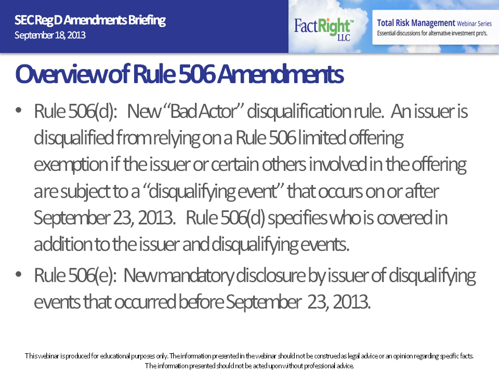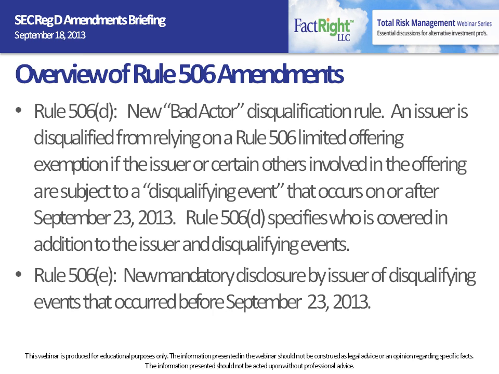Another amendment that was made is to add new bad actor disqualification requirements to Rule 506 offerings. This new rule is set forth in 506(d), and it provides that an issuer is disqualified from relying on a Rule 506 limited offering exemption, i.e. either the (b) or (c) exemption, if the issuer or certain others involved in the offering are subject to a disqualifying event that occurs on or after September 23rd, which is the effective date of the bad actor amendment. New Rule 506(d) specifies who's covered in addition to the issuer and specifies those sorts of events that are considered disqualifying events.